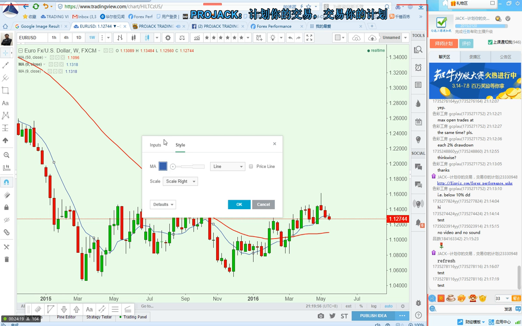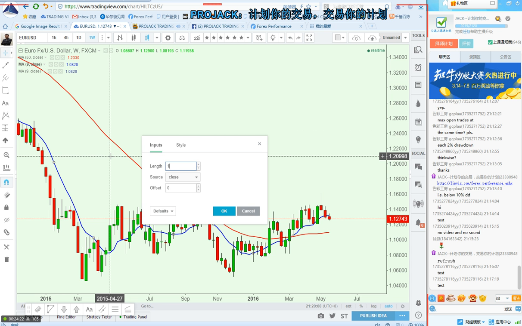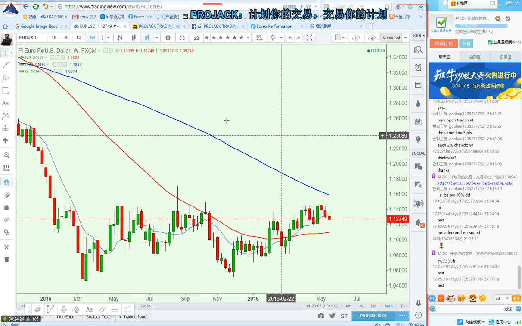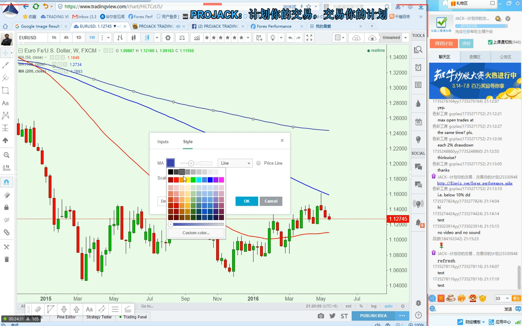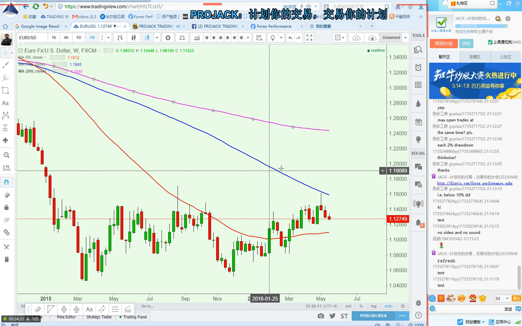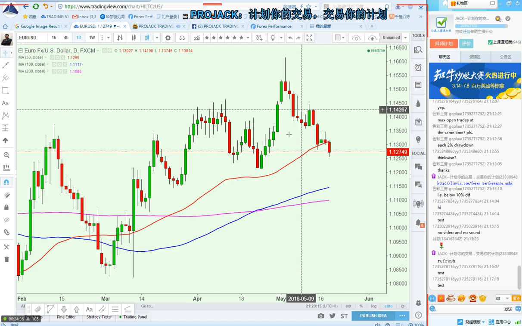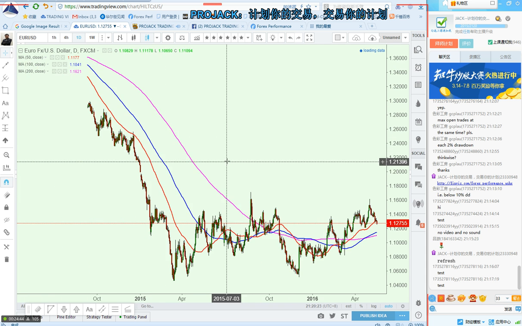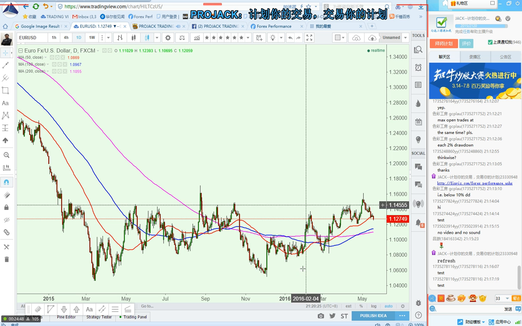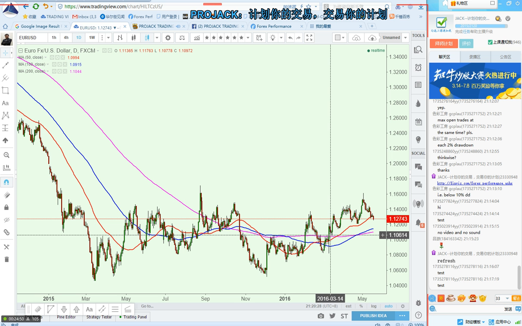The second one I'm going to use is blue color and 100. The next is going to be 200. Okay, so moving average will be helping you to determine what's the trend. Remember, moving average helps us to look at the trend. So anybody tell me, what's the trend for euro? Up, down, or sideways? Anyone?